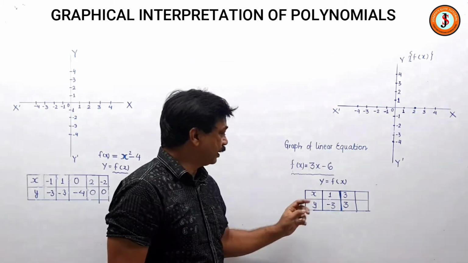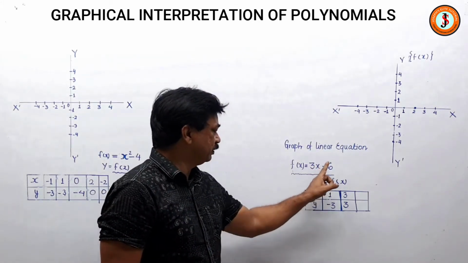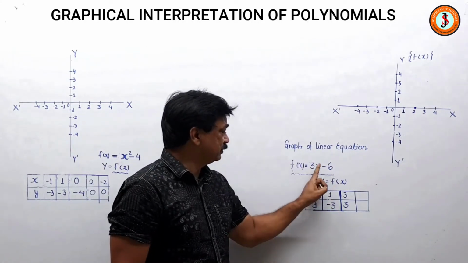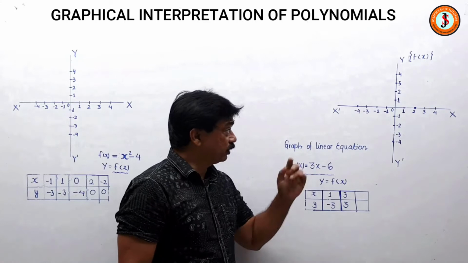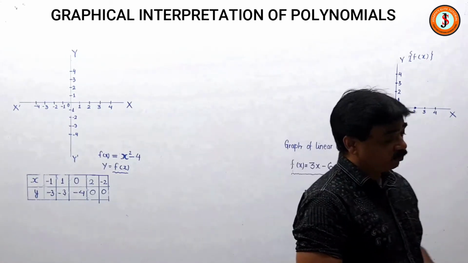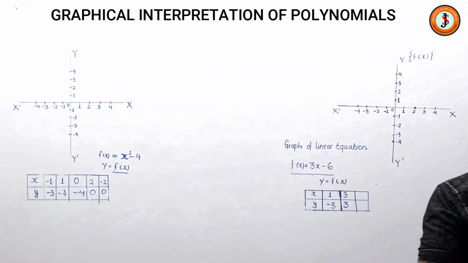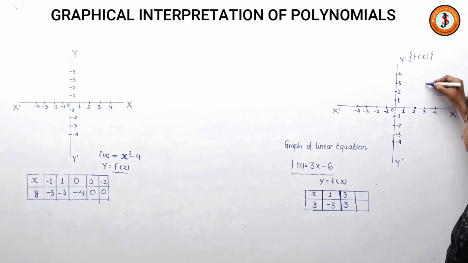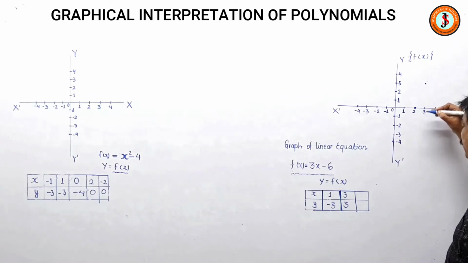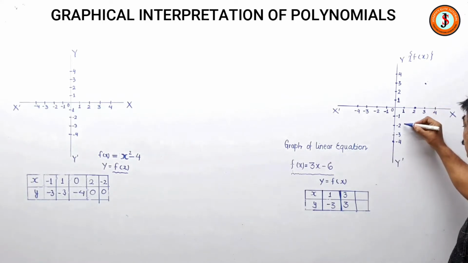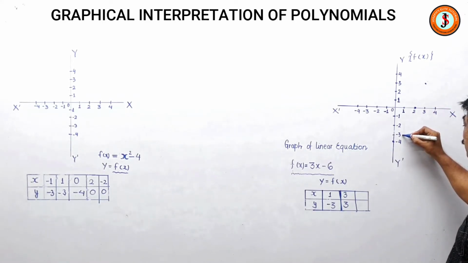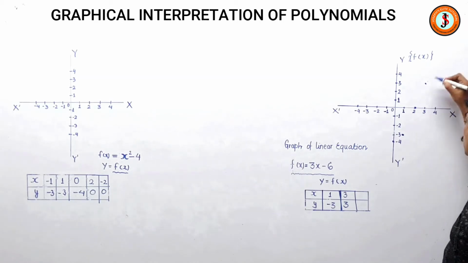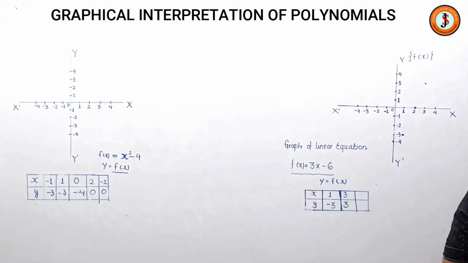Alright, so if I take x as 1, 3 ones are 3, minus 6 is minus 3. Then if I take x as 3, 3 threes are 9, minus 6 is 3. So I plot it on the graph. Now when I plot it, I will take 3 comma 3, that is here. Then I will take 1 comma minus 3, that is accurately over here. Then I will join the 2 points and see what is happening.